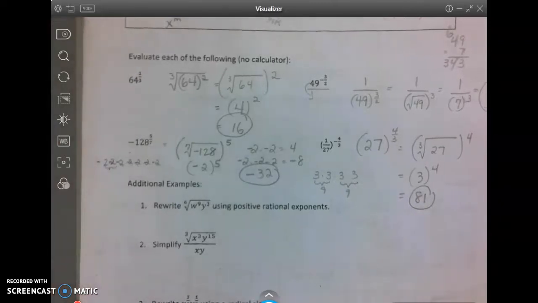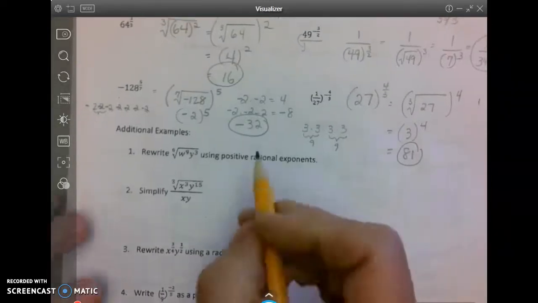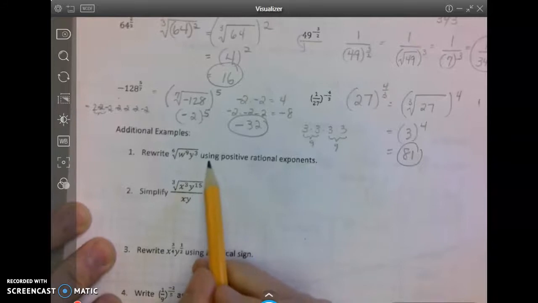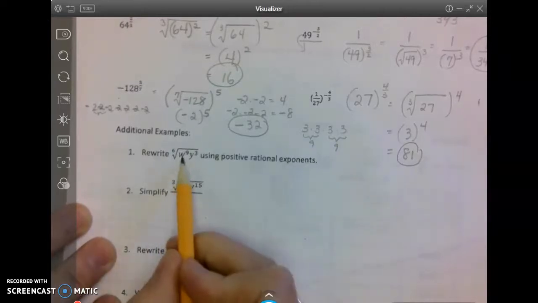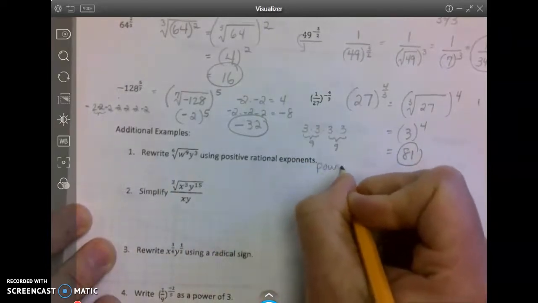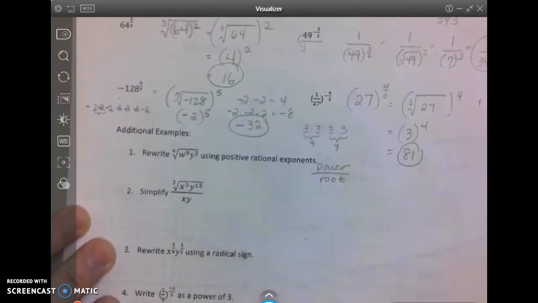All right, let's do some more examples here. I'm going to rewrite this using positive rational exponents. One of the things that you're going to find is that if it's written as a radical, we're going to write it with exponents. If it's written with exponents, we're going to write it with a radical. We usually like to go back and forth between the two forms. And remember, it's always power over root. That's really important to remember.